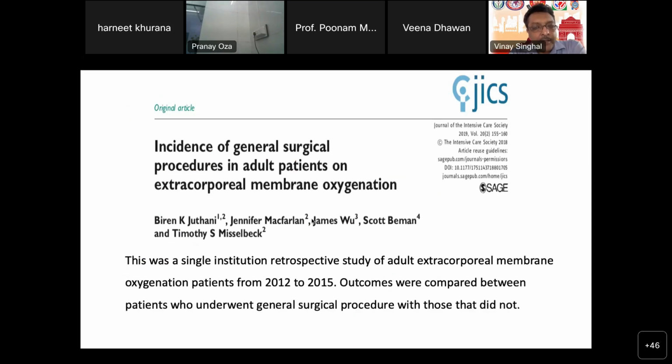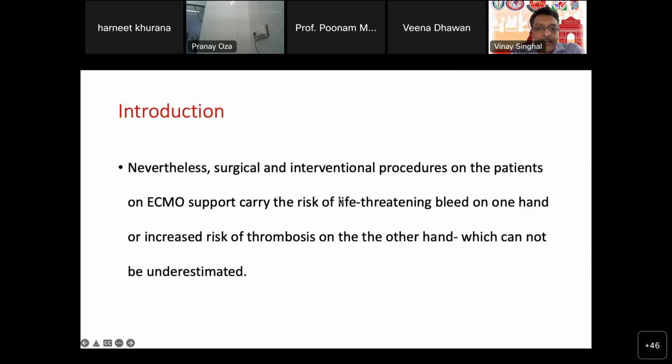Nevertheless, surgical and interventional procedures on patients on ECMO support carry the risk of life-threatening bleeding on one hand, and if we don't manage it properly, it can lead to an increased risk of thrombosis on the other, which cannot be underestimated. So both things can happen. Either your patients can bleed, which is one of the complications we look for straight away, and beyond this there are many more complications we see during ECMO.